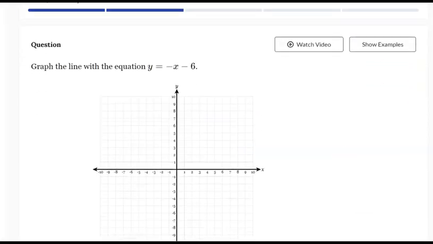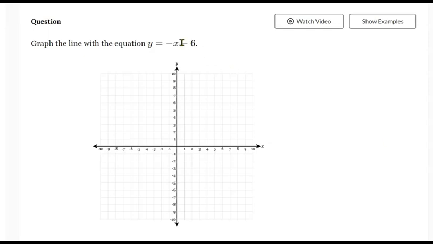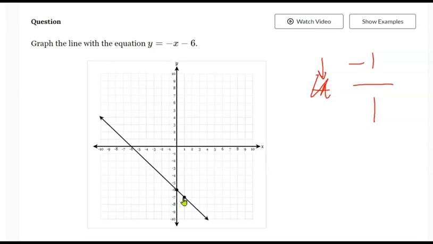One last time. My y-intercept is -6. My slope has no numbers, but it does have a negative sign. So remember, when there's no numbers, you put 1s, and when there's a negative sign on the side, you give it to the numerator. So from -6, I'm going to go down 1, but then I'm going to move positive 1 to the right.